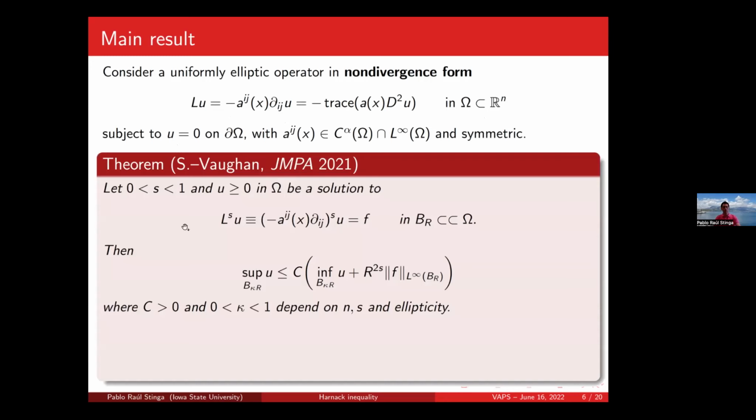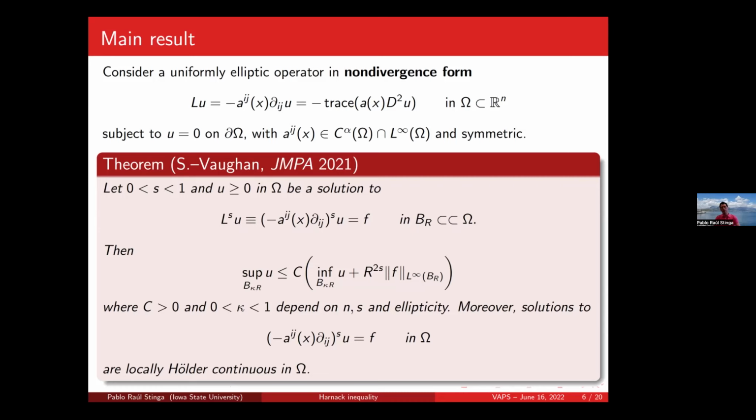So the theorem says that we take s between 0 and 1, a non-negative solution to this fractional problem in a ball of radius r. Then we have a Harnack inequality: the supremum in a smaller ball, kappa r, is controlled by the infimum, plus the right-hand side properly rescaled, r to the 2s. Here kappa is less than 1 and depends on n, the dimension, s, the fraction, and the ellipticity of the matrix Aij. And then one can also prove that solutions to the fractional problem in omega are locally Hölder continuous. Okay, so this is the result I want to talk about.